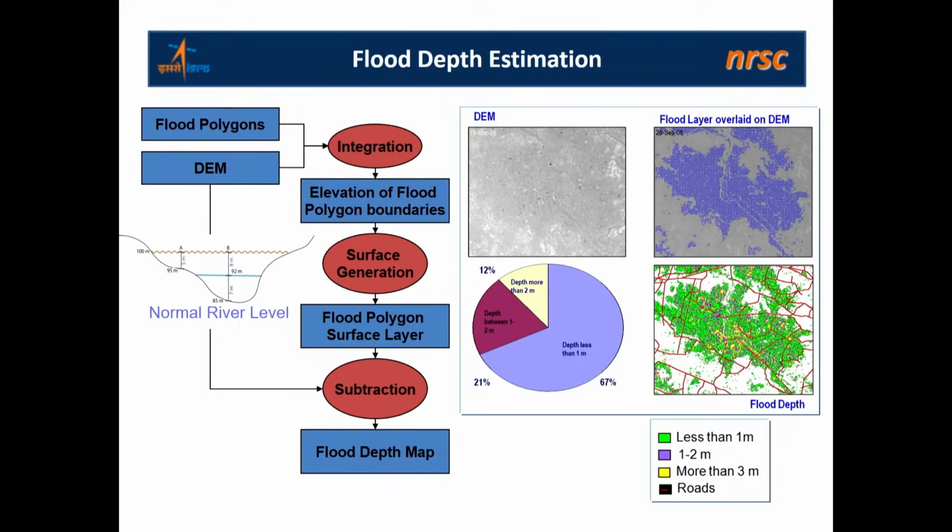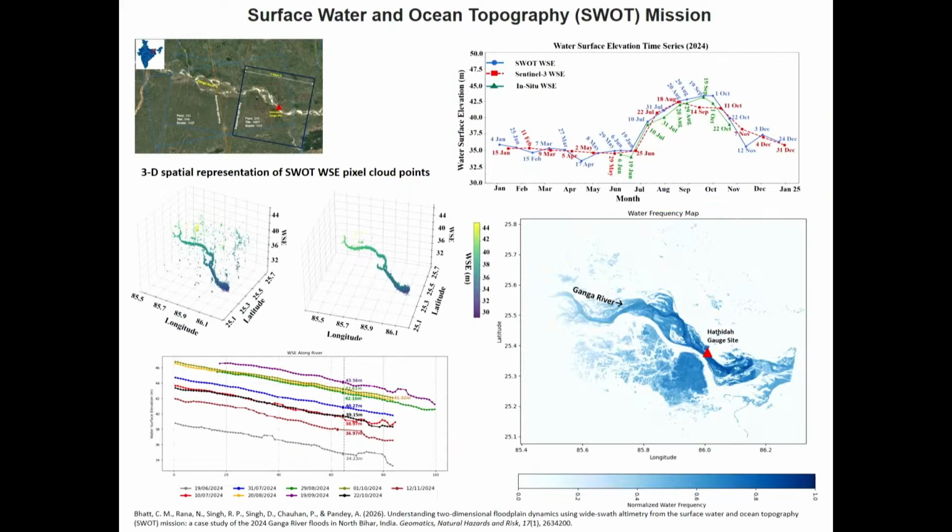So the 12% of area which has more than 2 meter, that means that is more critical than focusing on the 70% area which is less than 1 meter. So depth can help you to classify those areas which have higher problems. So depth is more important.